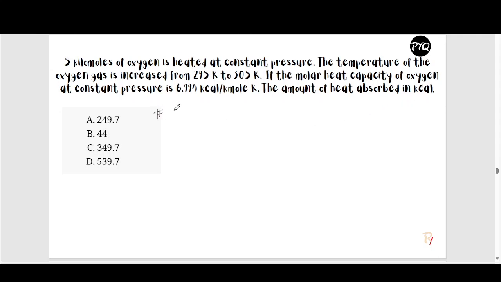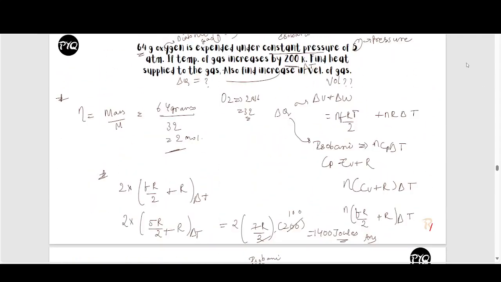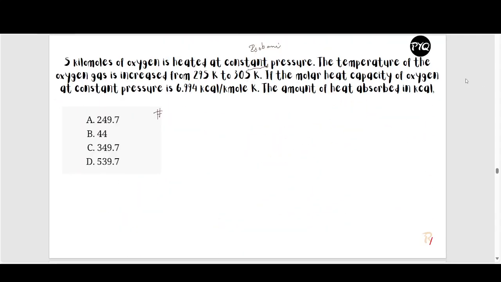Okay, let's solve this question. 5 kilomoles of oxygen is heated at constant pressure, which is nothing but isobaric. The same question is repeated here. The temperature of the oxygen gas is increased from 295 to 305 Kelvin. The molar heat capacity of oxygen at constant pressure is given. The amount of heat absorbed in kilocalories is, we know that Qp is at constant pressure.